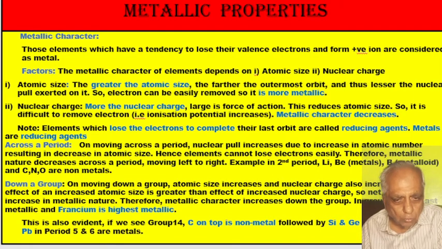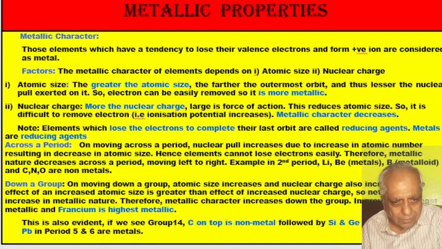Now if we go down the group, the atomic size is increasing. When the size increases, what will happen to metallic character? It will also increase. So metallic character increases, though nuclear charge also increases, but it influences less. So size dominates the behavior. Therefore, the bottommost element in the first group is francium. So francium is highly metallic.